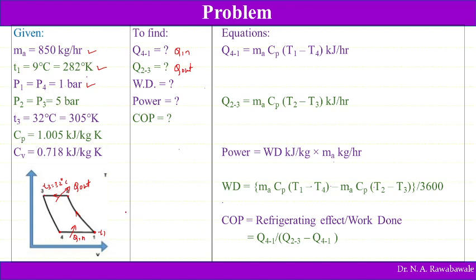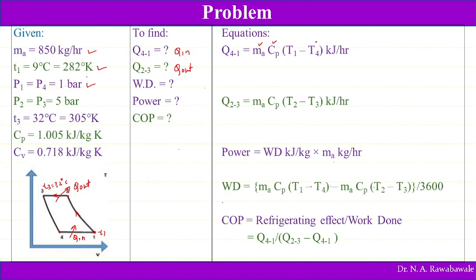So very first he is asking us to find out Q41, the heat taken or heat absorbed. So here 4 to 1 is the constant pressure process. So we can find Q is equal to m Cp delta T, where m is the mass of air, Cp is the specific heat, and delta T is T1 minus T4. T1 is the higher temperature minus T4, the lower temperature. Here the mass of air is given and Cp is given. So T1 and T4 we have to find out.